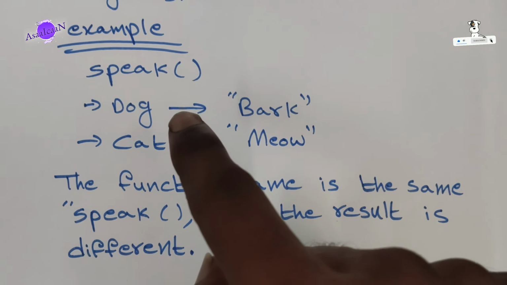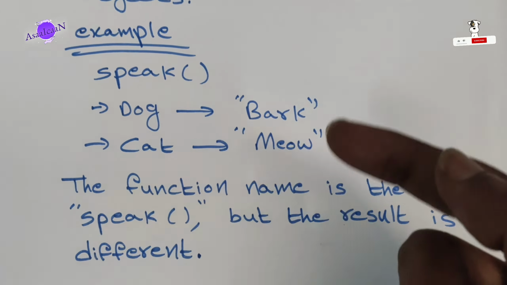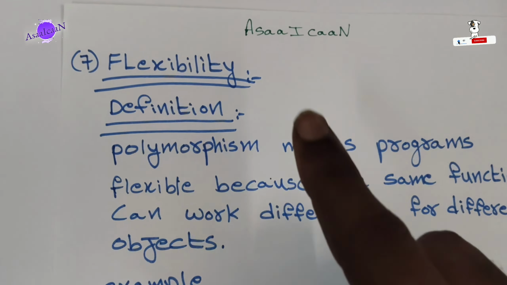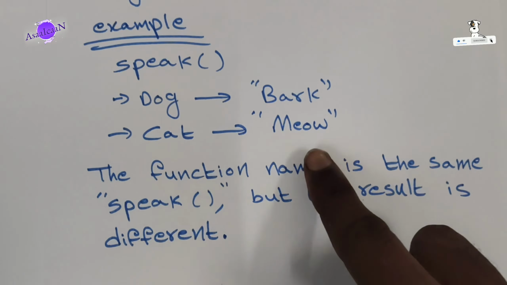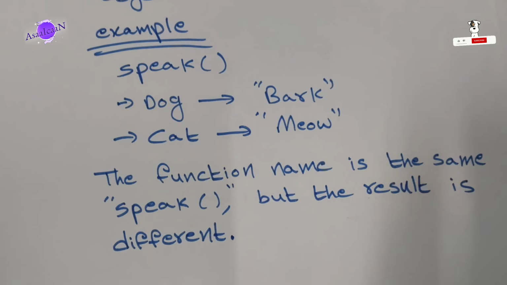Here, dogs bark, cats meow. So the result is different. This is called flexibility, right? Everyone understand? I think everyone understands it. Now let's go to the next benefit of OOP.